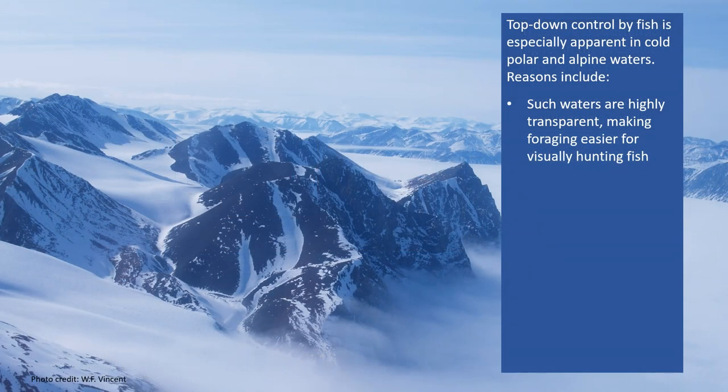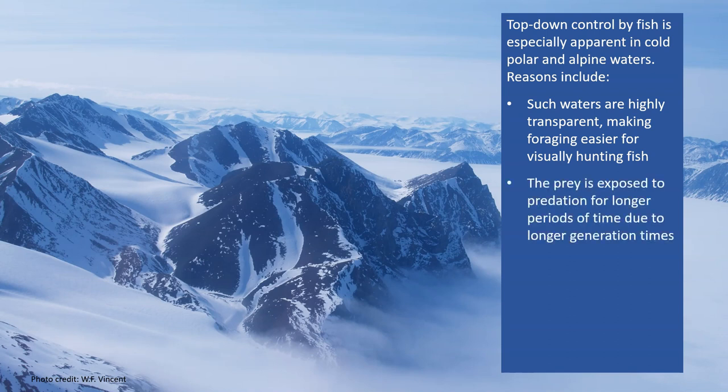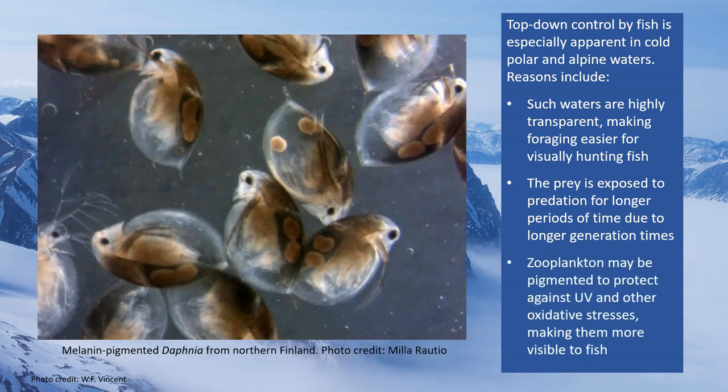Top-down control by fish is especially apparent in cold polar and alpine waters. Reasons include such waters are highly transparent, making foraging easier for visually hunting fish. The prey is exposed to predation for longer periods of time due to longer generation times. And zooplankton may be pigmented to protect against UV and other oxidative stresses, making them more visible to fish.